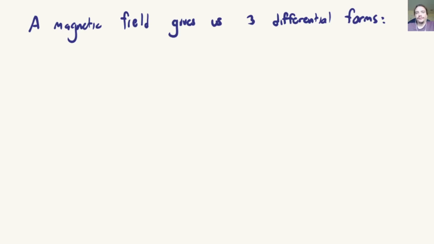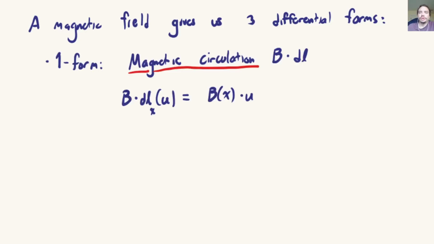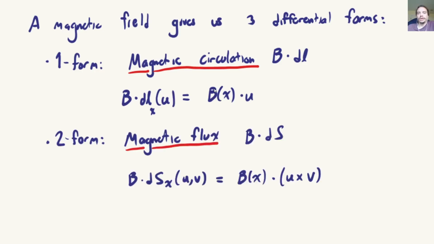So a magnetic field gives us 3 different differential forms that are important. The magnetic field itself is a vector field, but it also gives us a 1-form called the magnetic circulation, B dot dl. What does this guy do? It takes a vector u and it spits out B(x) dot u. We also get a 2-form called the magnetic flux, B dot dS. This guy, if you feed in vectors u and v, it spits out B(x) dot u cross v.